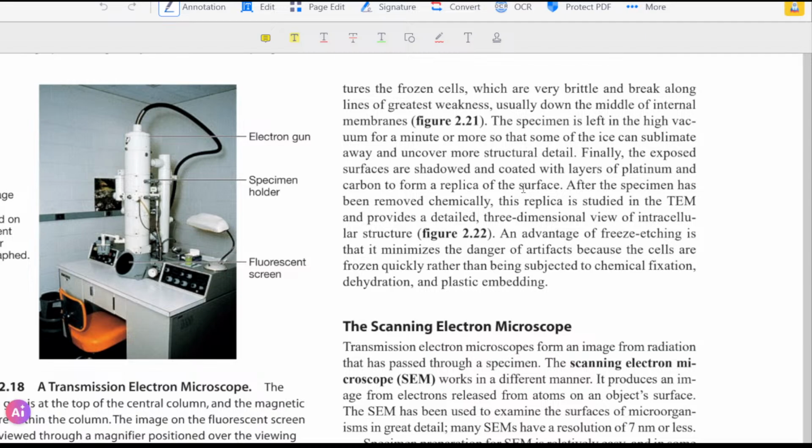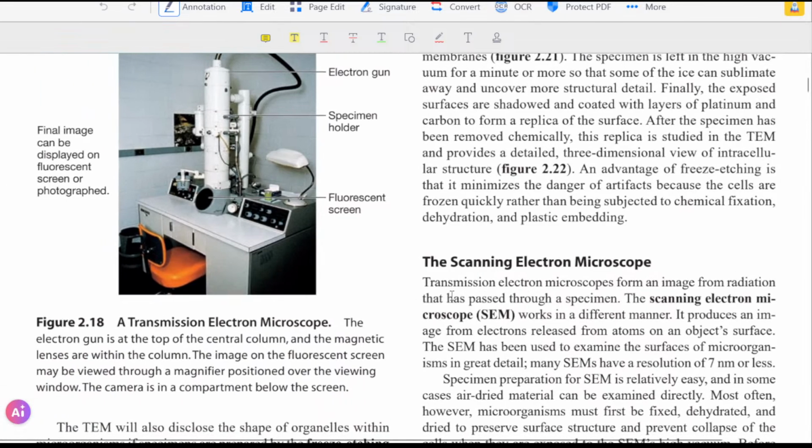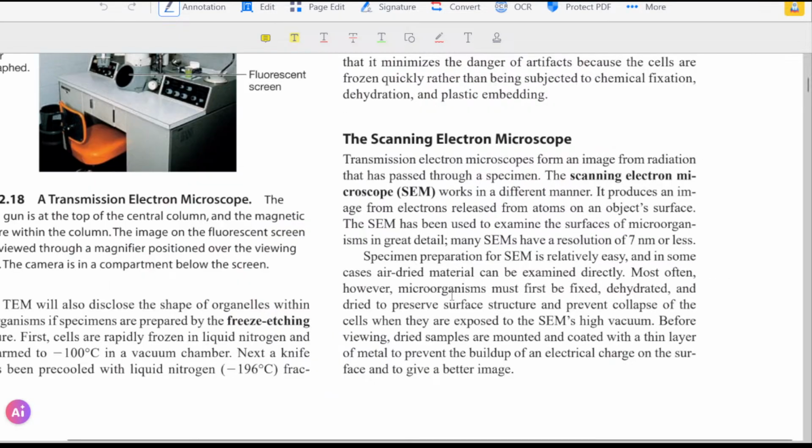Then you cover it, make a replica of this cell using platinum or carbon atoms, and then you study it under TEM. Rather than when you have to stain them, embed in plastic and put chemicals, and then put more chemicals to dehydrate. Then you have to put more platinum or things like that to change the contrast. So it takes more time. So they are saying it's easier and more advantageous to use the freeze etching method. But not everyone has liquid nitrogen.